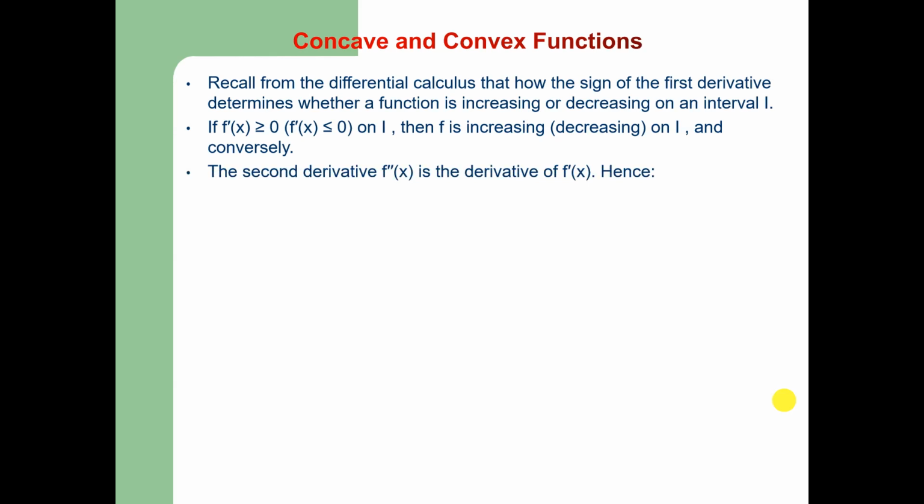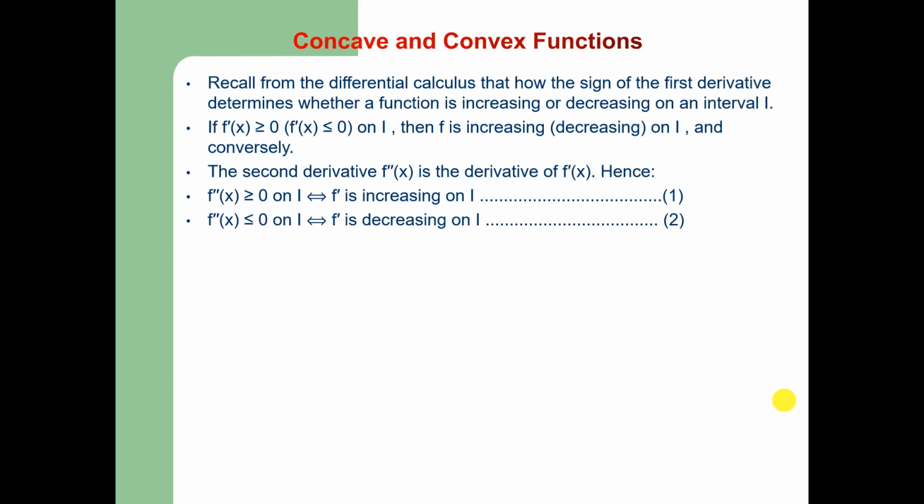You might also have studied the second derivatives, and the second derivative f double prime x is the derivative of f prime x, that is, the derivative of the derivative. Hence, if the second derivative of f of x is greater than or equal to 0 on interval I, then it means that the slope of the function is increasing on interval I. If the second derivative f double prime x is less than or equal to 0 on interval I, then the first derivative, or the slope of that function, is decreasing on that interval.